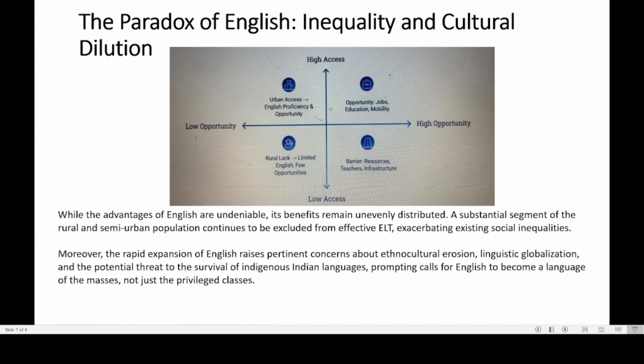Students, in order to solve this issue, students should learn English for global communication. And parallelly, they should respect and preserve their own languages. Because, my dear students, a healthy education system encourages multilingual learning.